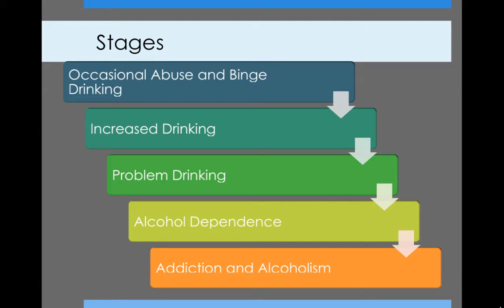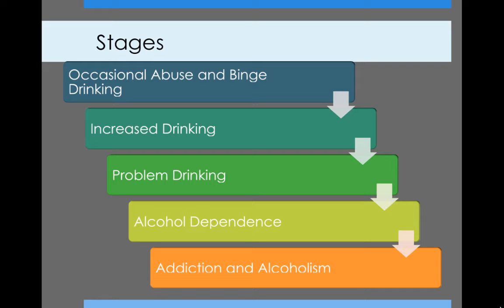Alcoholism develops over time. It's not something that happens overnight. There are 5 stages typically with alcoholism. The first stage is occasional abuse and binge drinking. It's more common with young adults, and it involves experimenting with alcohol and also drinking large amounts of alcohol all at once. And then there is increased drinking, which is the second stage, and alcohol consumption becomes more frequent, and someone may find excuses to drink, something like because they're lonely or they're bored.